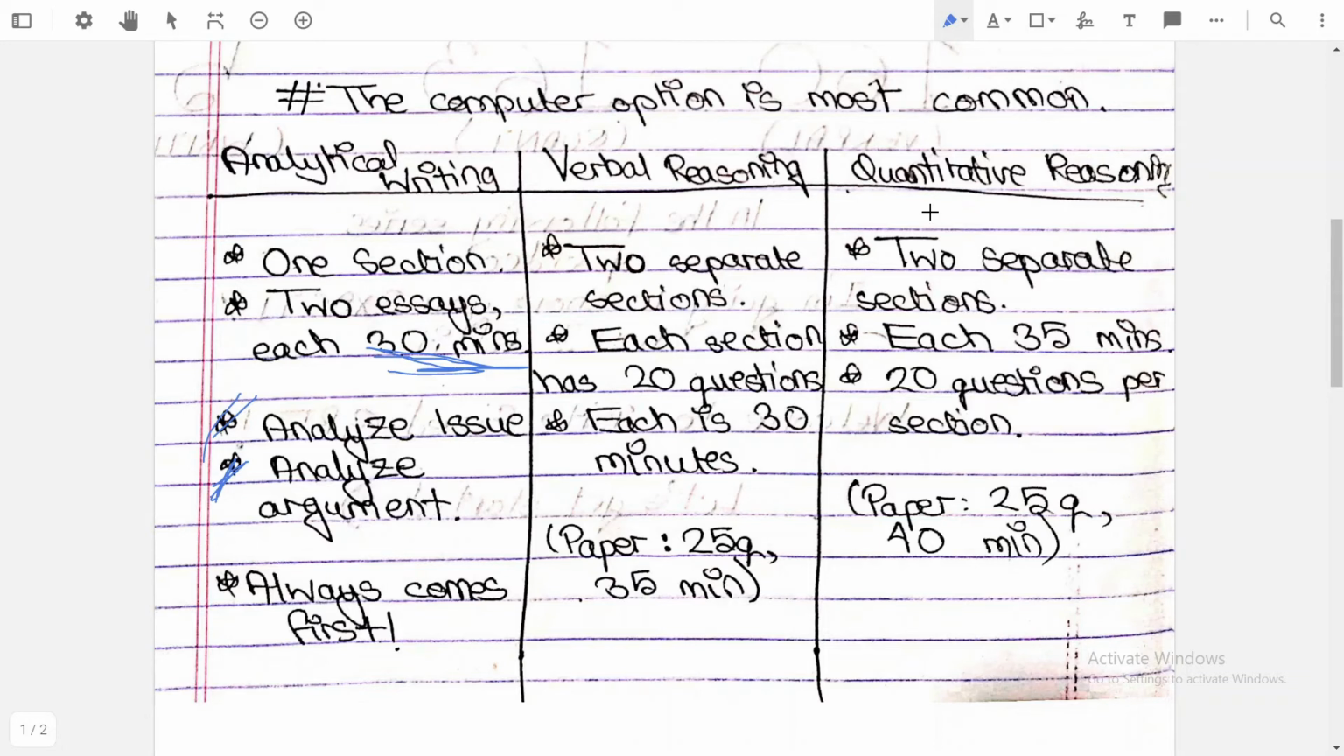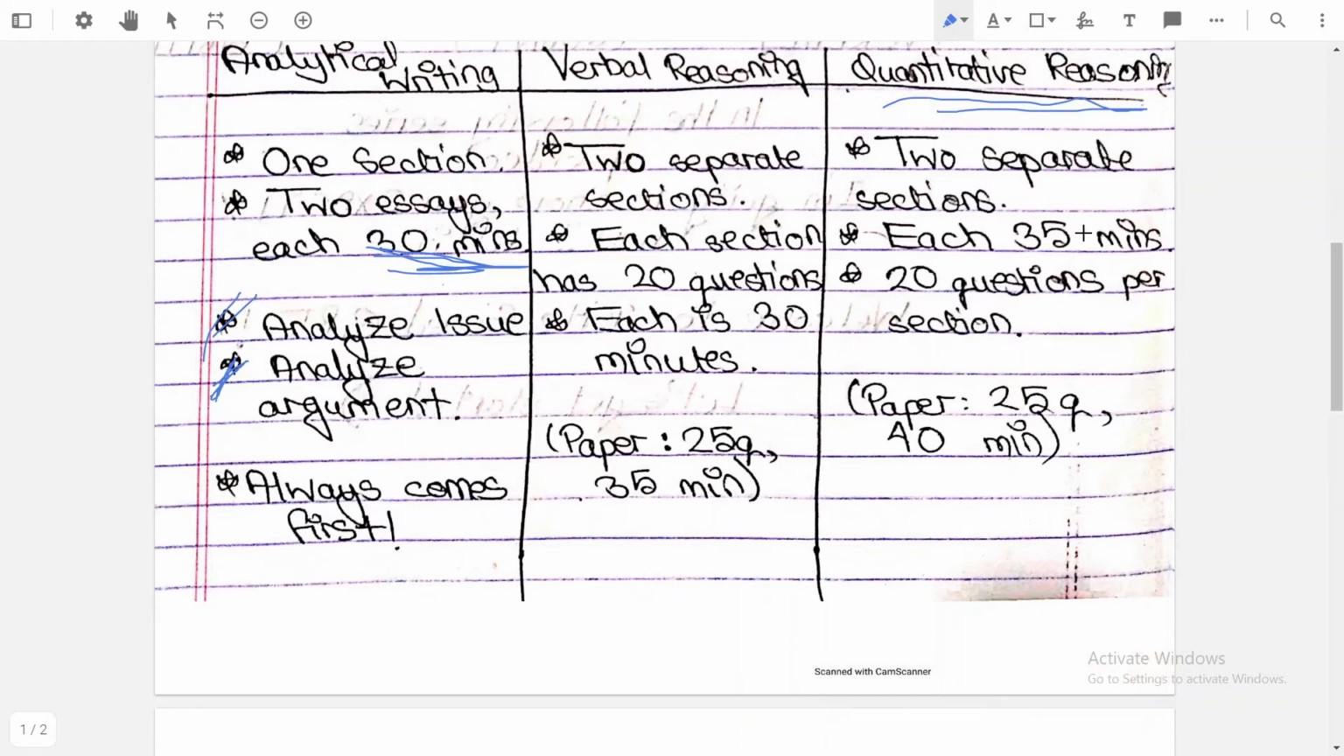And finally we have quantitative reasoning. So this is actually easy for many of you because quantitative reasoning is just math, pure basic simple math. And there are also 20 questions here in the computer-based GRE, and you'll get 35 minutes per section.